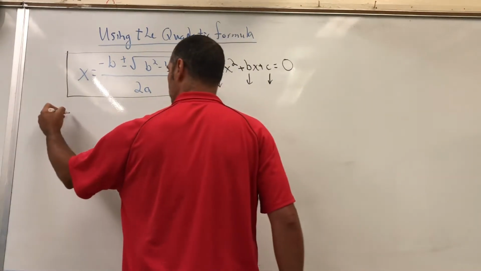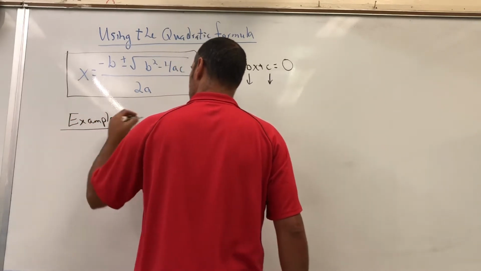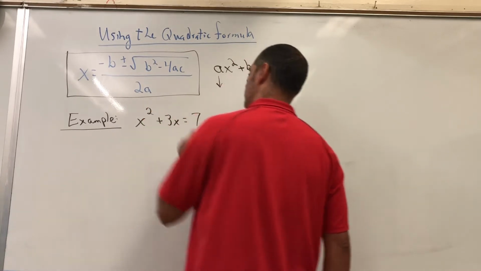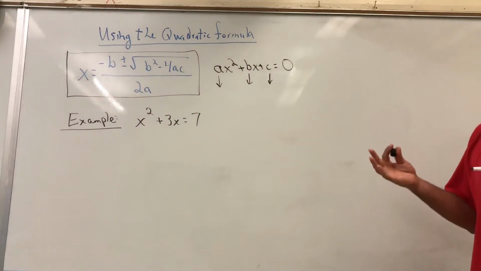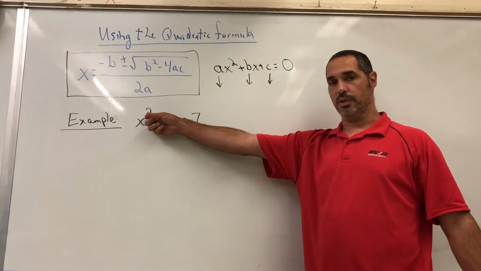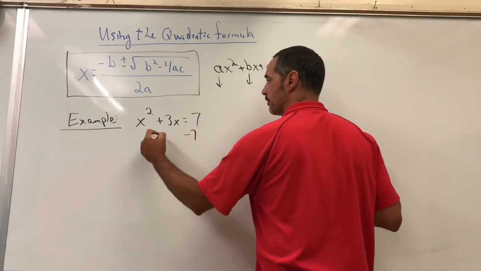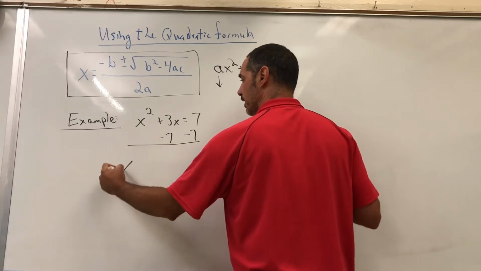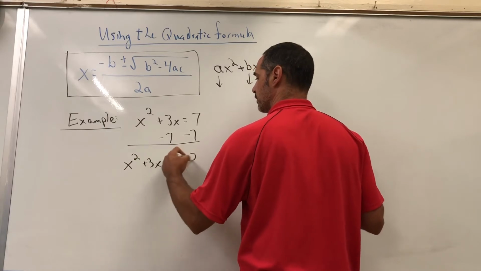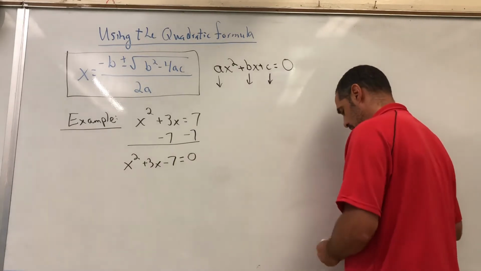So we'll have an example problem. If I have x squared plus 3x equals 7, I have a quadratic equation. It's a quadratic because that exponent is 2. It's not equal to 0, so I'm going to have to make it equal to 0. I'm going to subtract 7 from each side of the equation and get x squared plus 3x minus 7 equals 0. At this point, I'm going to identify the coefficients, a, b, and c.